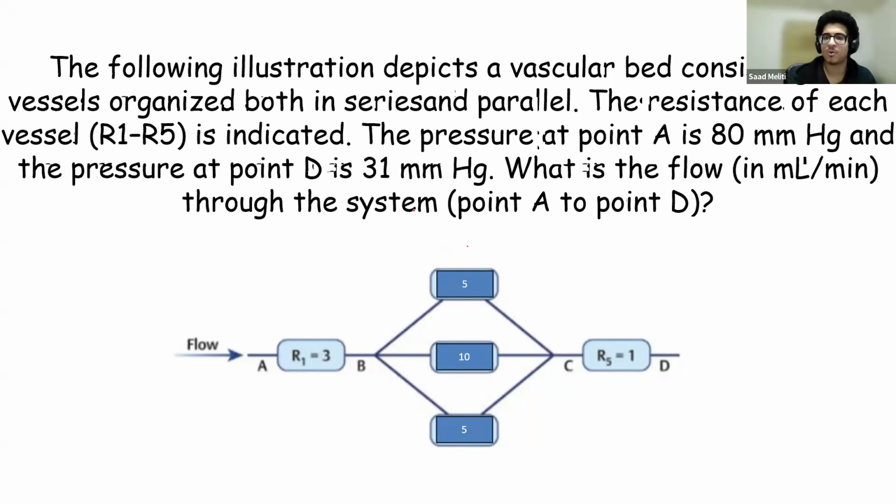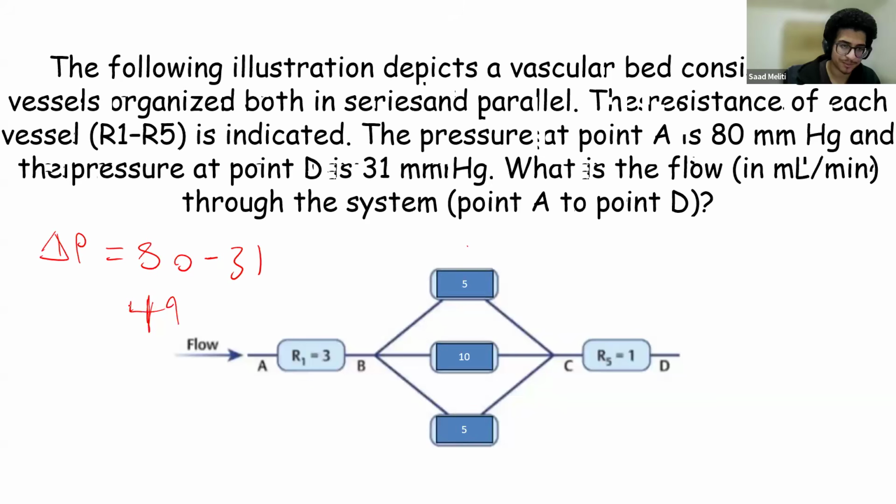So basically, let's start with the pressure, not the flow, sorry. The pressure gradient is just going to be 80 minus 31. I think it's 49, actually. Is it 49? We'll find out if you're correct. So the pressure gradient is 49.